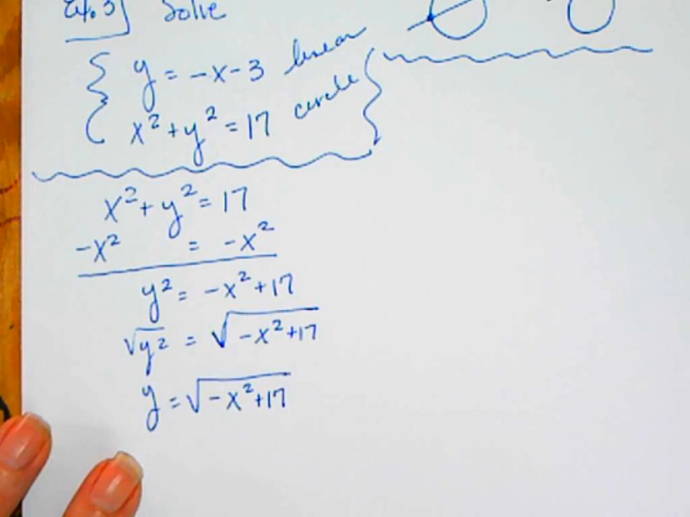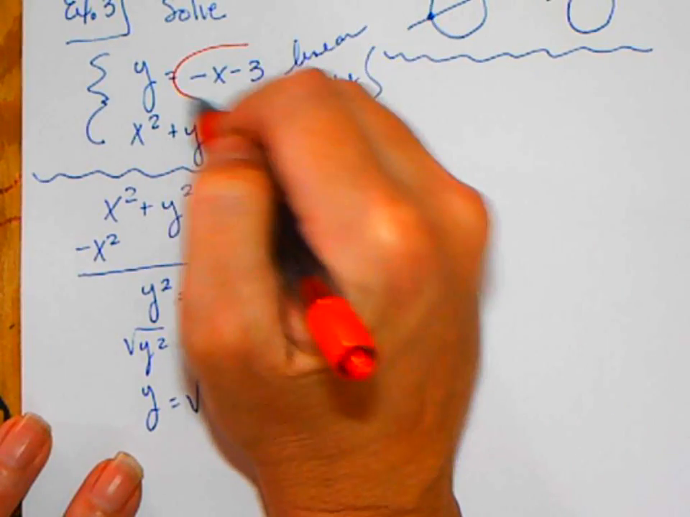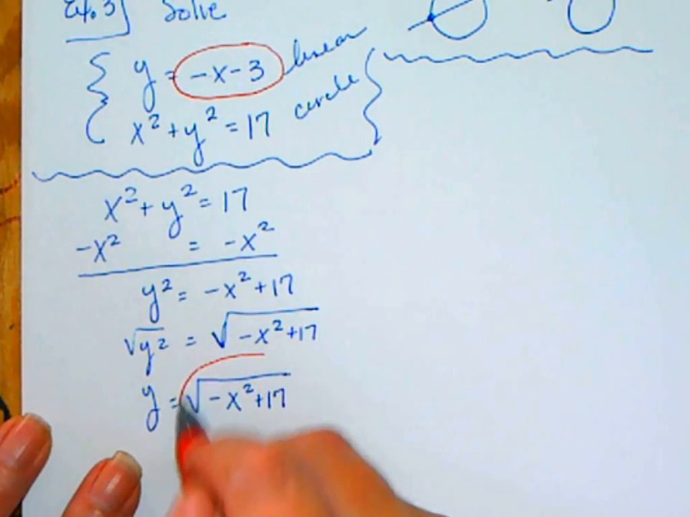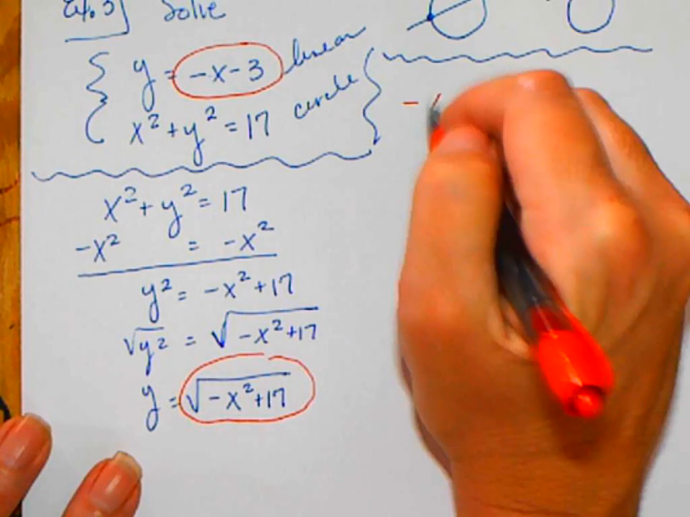So now in both of my equations, the y is isolated. So I'm going to take what the y is equal to in each equation and set them equal to each other.